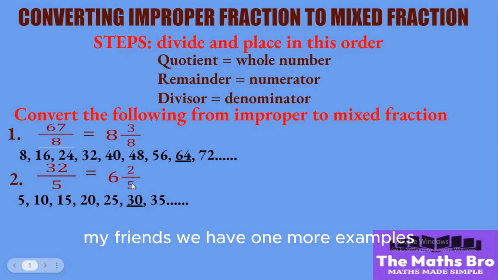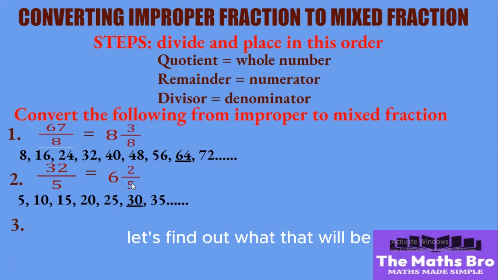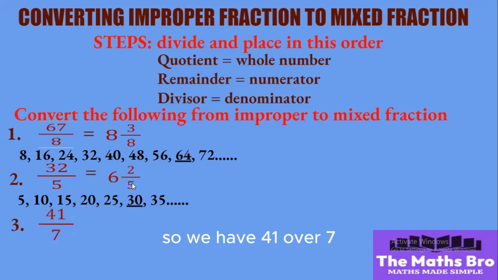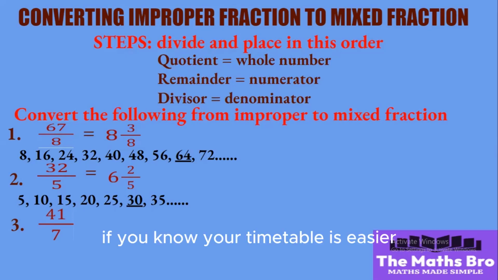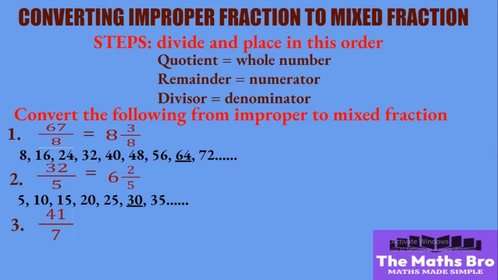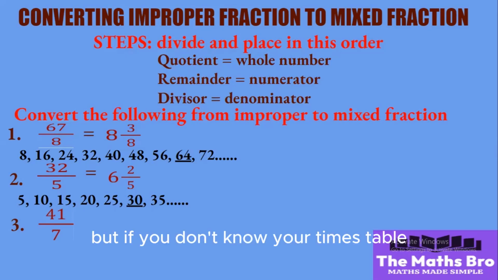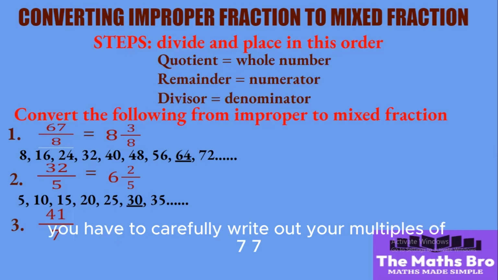My friends, we have one more example. Let's find out what that will be. So we have 41 over 7. To change this to a mixed fraction, like I said, you have to do what? Divide it. If you know your times table, it's easier. You just ask yourself, how many 7s will I get out of 41? And with a little thinking, you can see I can get 5 sevens out of 41. But if you don't know your times table, you have to carefully write out your multiples of 7.